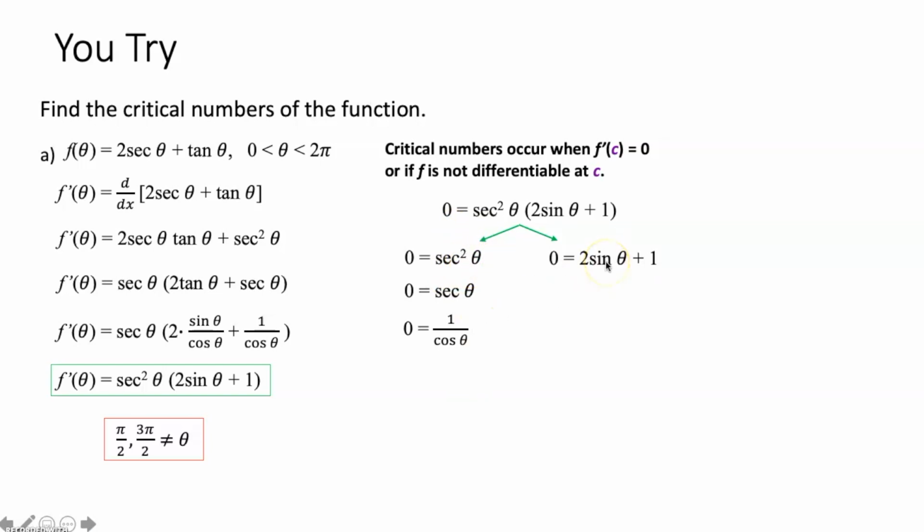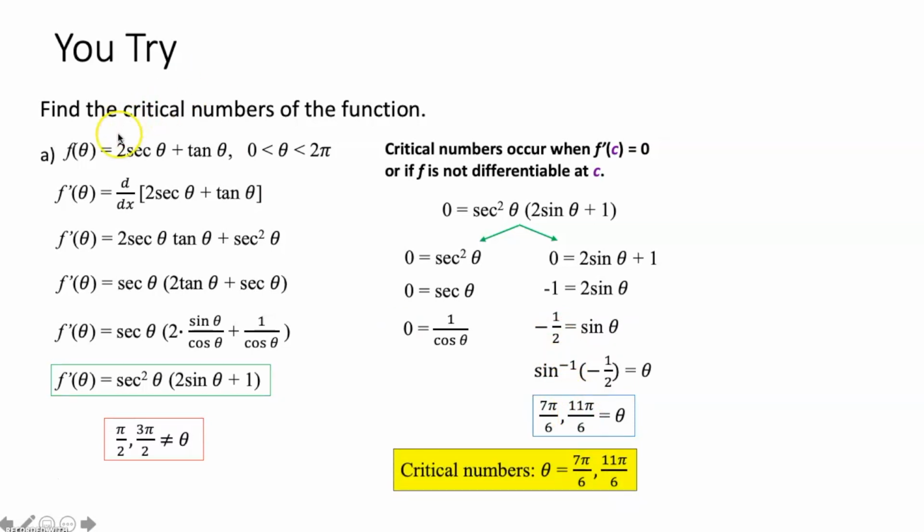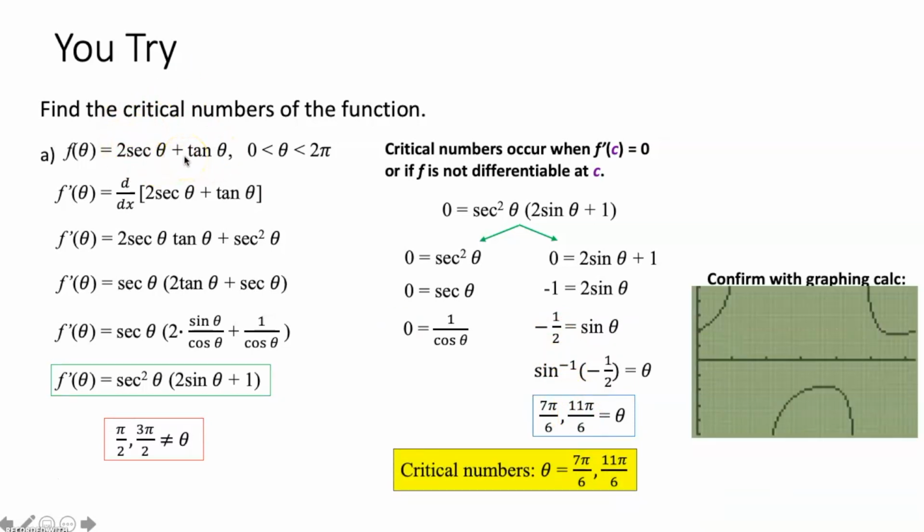What about over here? Well, let's solve for theta. So let's subtract 1 on both sides, divide both sides by 2, and then we think, is there any value of theta that would cause sine to equal -1/2? In other words, what is the inverse sine of -1/2? Well, that would be 7 pi over 6 and 11 pi over 6 on this given interval. Both of those values of theta would cause sine to equal -1/2. So what we can say is, at each of these values of theta, we have a critical number for this given function. And we can confirm that with our graph.